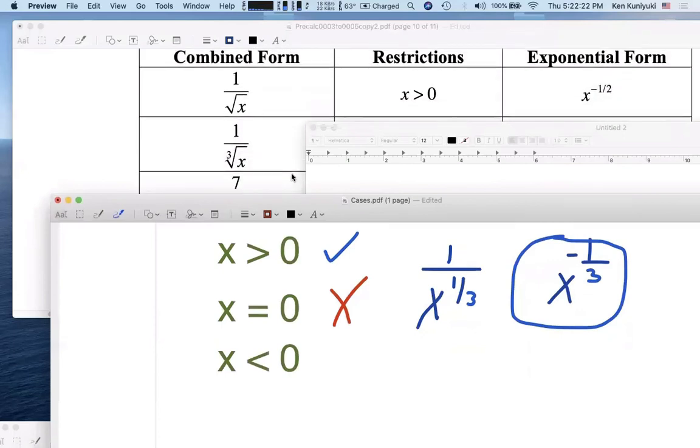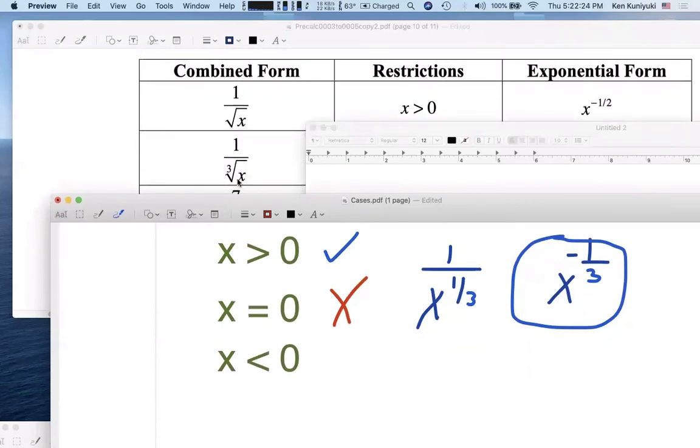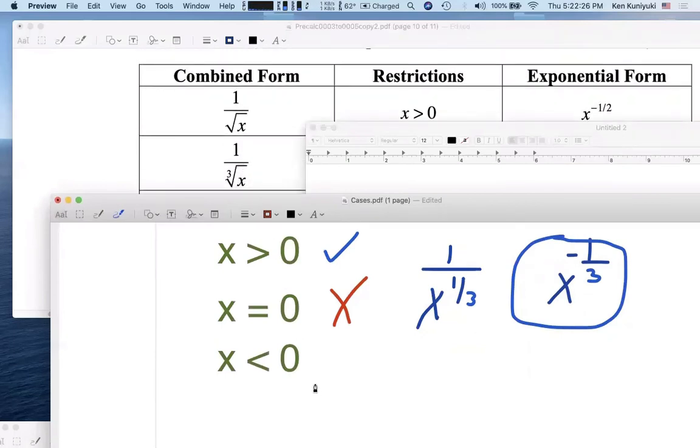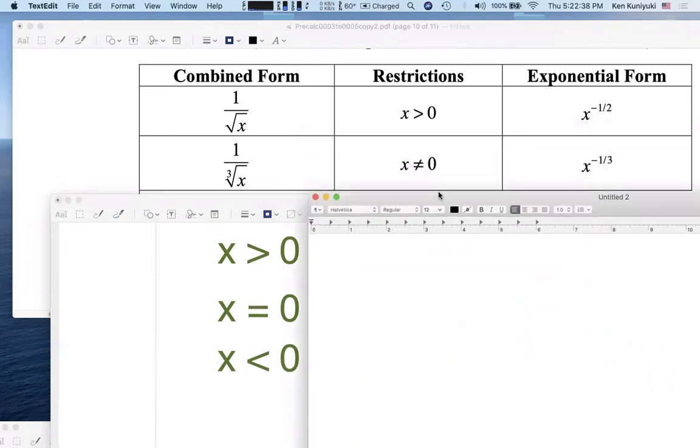All right. The cube root of a negative number is okay. 1 divided by a negative number, that's not a problem. That's a negative real number. That's actually okay. So x cannot be 0. That's the only restriction. We have x to the negative 1/3. X cannot be 0.